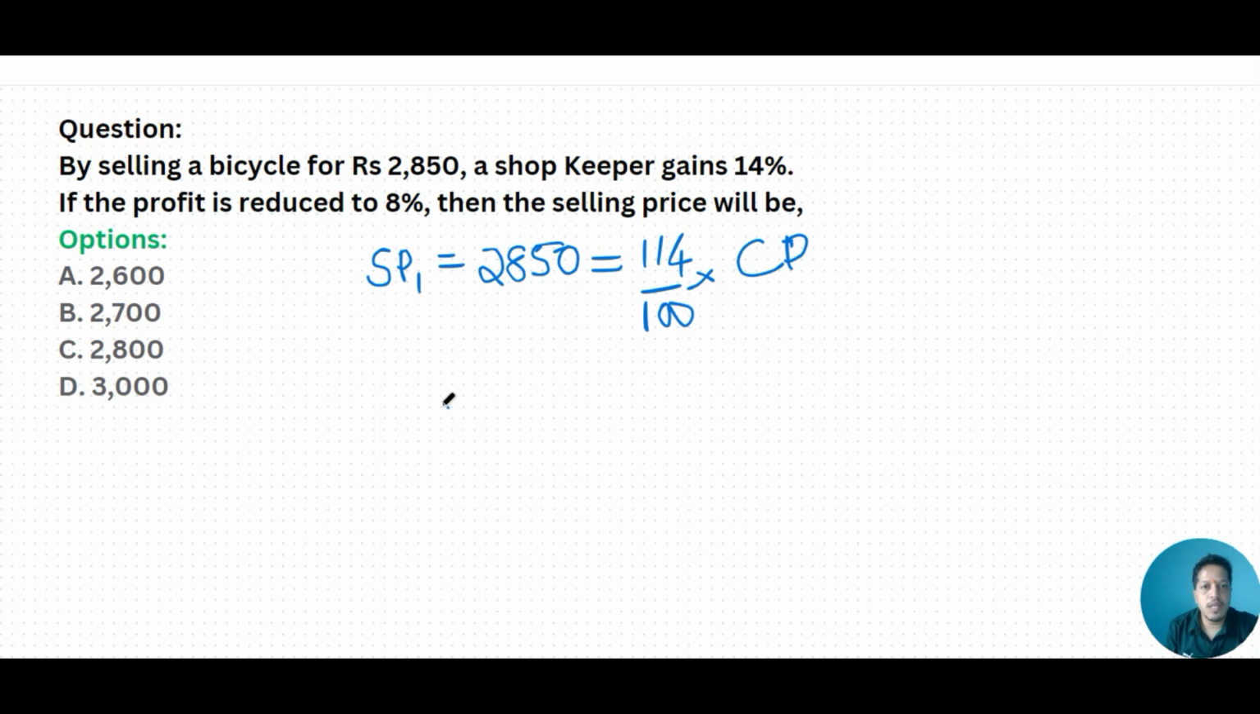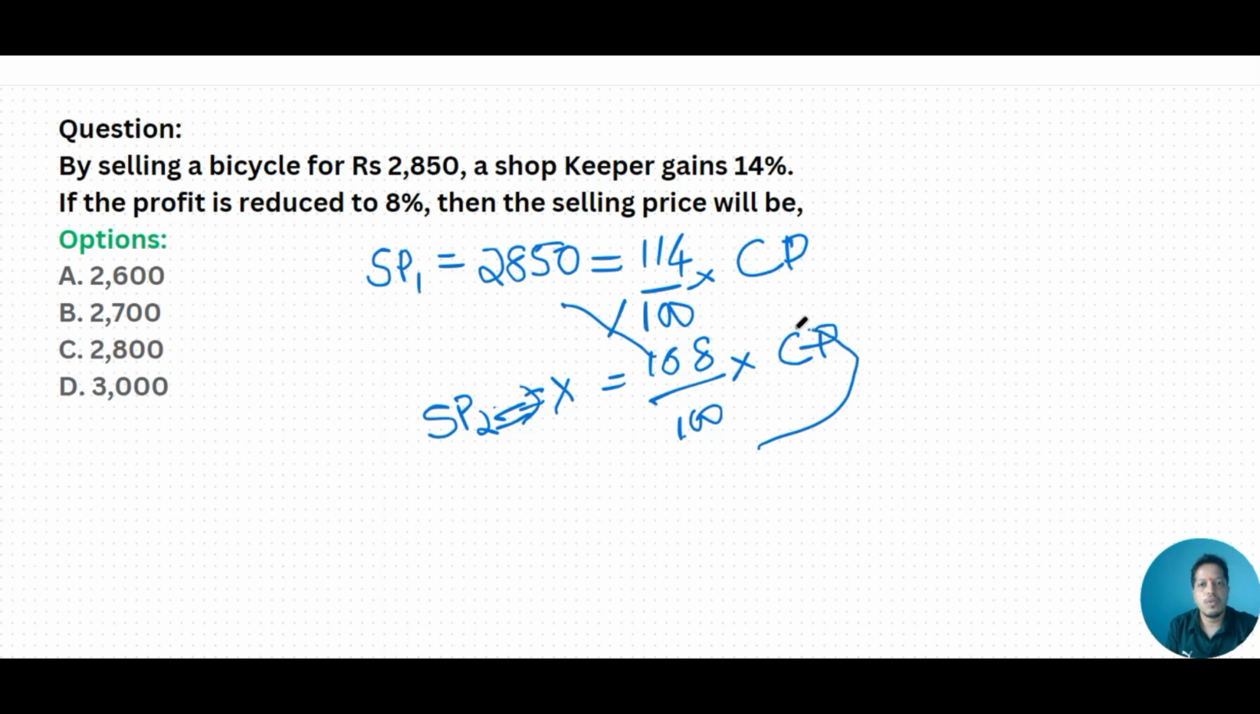Second selling price we do not know, which is SP2, or let's say it is X. This is equal to what? It is 8% profit. So it's 108 by 100 into CP, correct? Now what we need? We need X. So to get X, we can cross multiply this and divide it by this. Okay. So X into this one is equal to 2850 into this part.